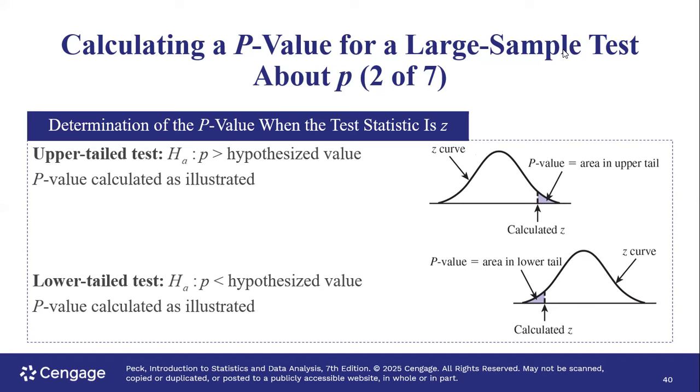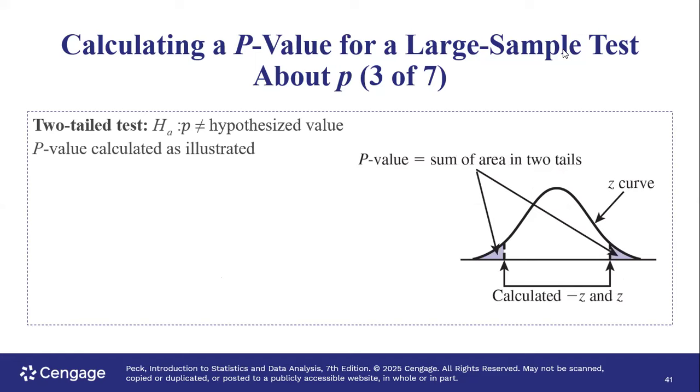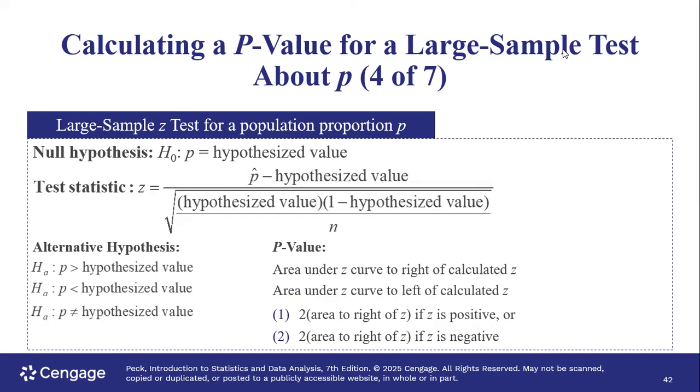Okay, so upper tail test, p is greater than hypothesized value, and lower tail test, p is less than hypothesized value. Okay. So the null hypothesis is the status quo, things as they stand today. Null hypothesis colon p is equal to the hypothesized value. Test statistic value is a characteristic of the sample that we have collected.